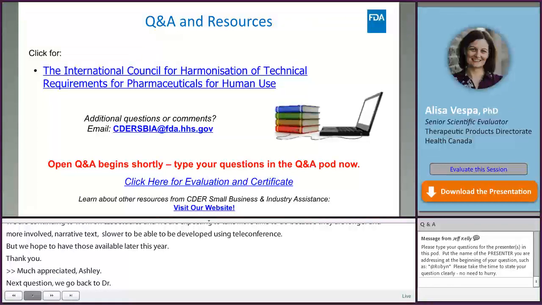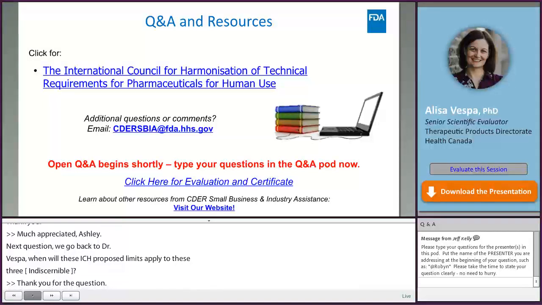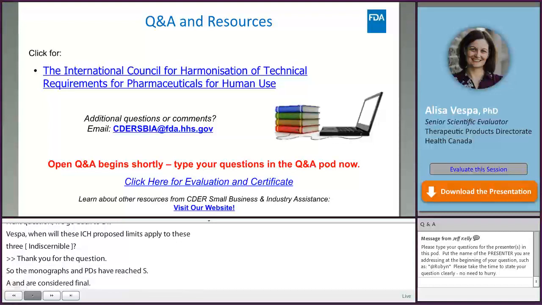Thank you for that question. So the monographs and PDEs have reached step 4 of the ICH process and are considered final. And now the revised version of the Q3C guideline is in the implementation phase within the regulatory regions. So just to reiterate, these are final values.